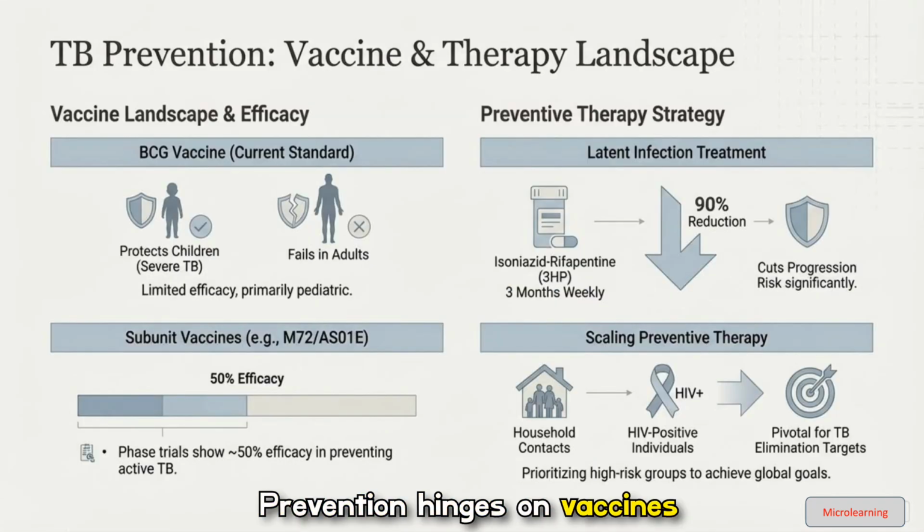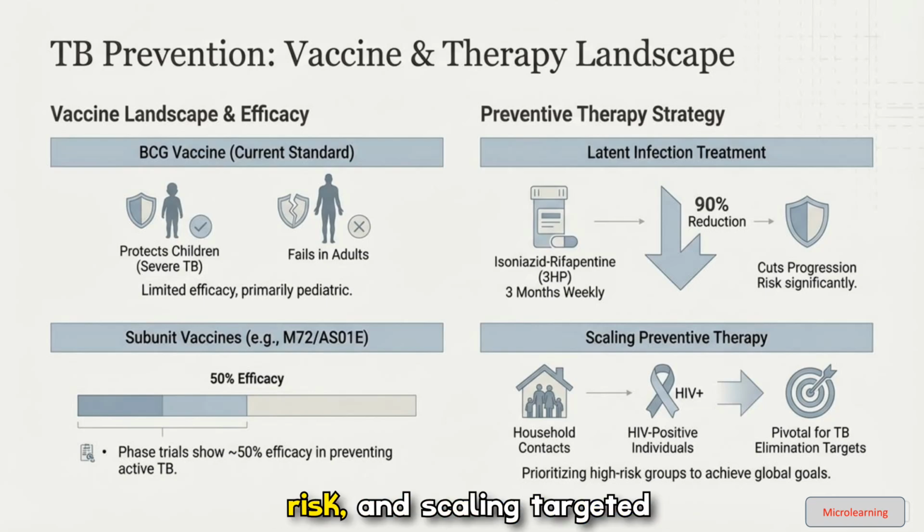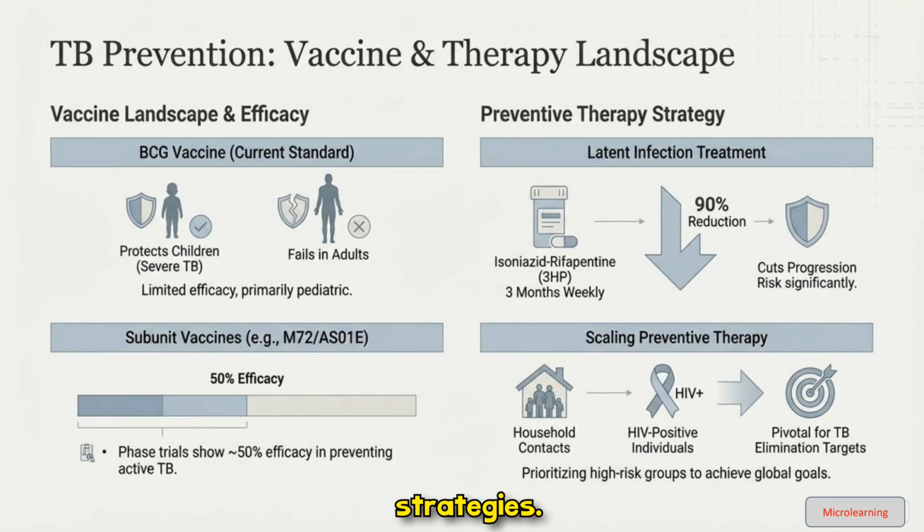Prevention hinges on vaccines and preventive therapy. BCG protects children against severe forms but offers limited adult efficacy, while new subunit vaccines show around 50% efficacy in trials. Preventive regimens, like 3 months of weekly isoniazid and rifapentine, dramatically cut progression risk. And scaling targeted preventive therapy for household contacts and people with HIV is central to elimination strategies.